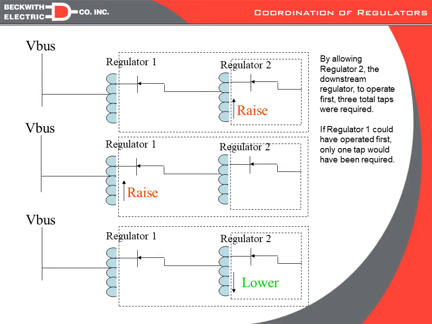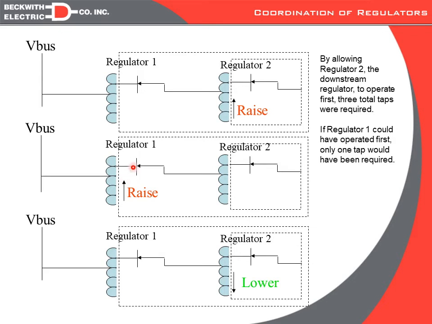And a typical rule of thumb is between 10 to 15 seconds of time delay increase. So if I were running, say, 45 seconds on my LTC, and I had a set of downline regulators, I would add 15 seconds and I would set their time delay to 60 seconds.